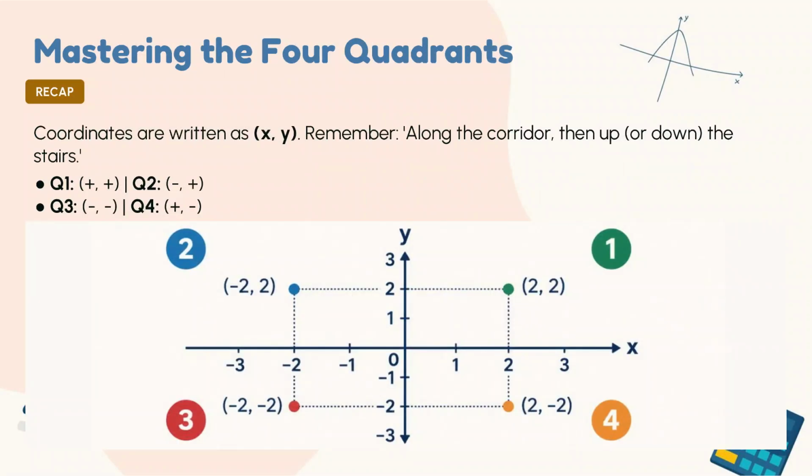Let's recap the four quadrants. Coordinates are written as x, y. A helpful phrase is along the corridor, then up or down the stairs. That means we move along the x-axis first, then up or down on the y-axis. In quadrant 1, both values are positive. In quadrant 2, x is negative and y is positive. In quadrant 3, both values are negative. In quadrant 4, x is positive and y is negative. Knowing the signs helps us plot points accurately.